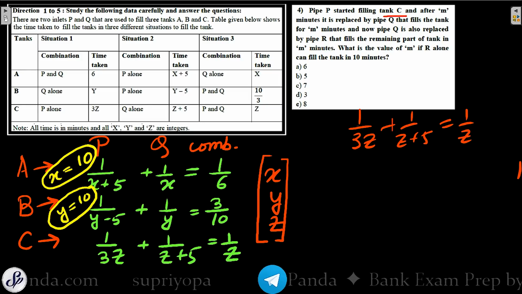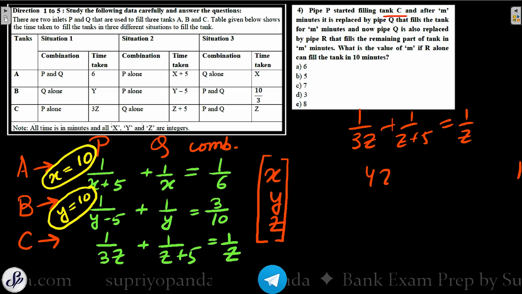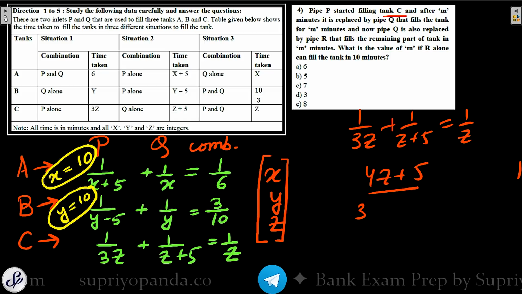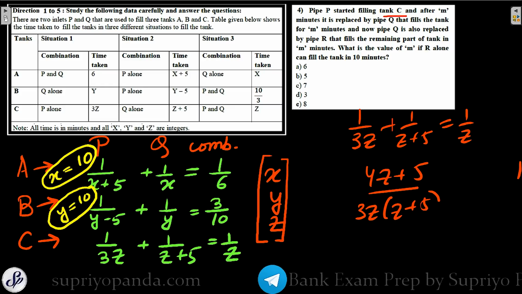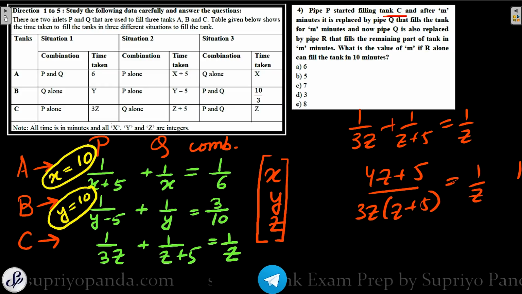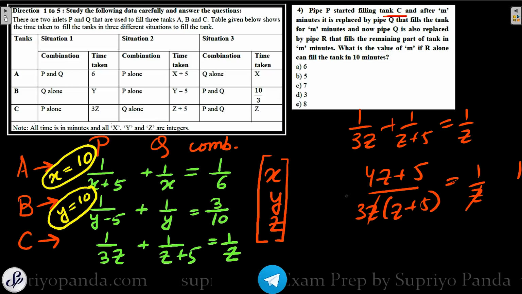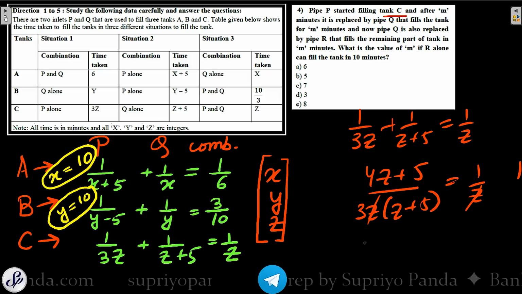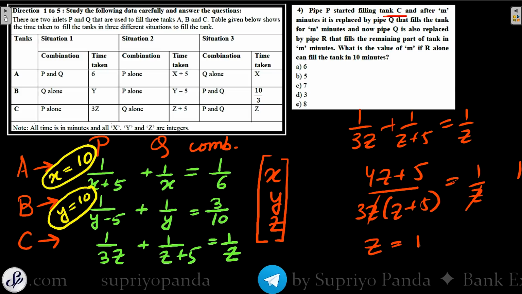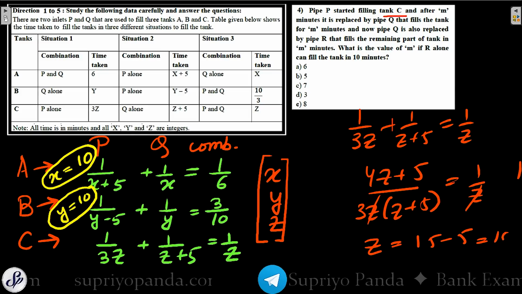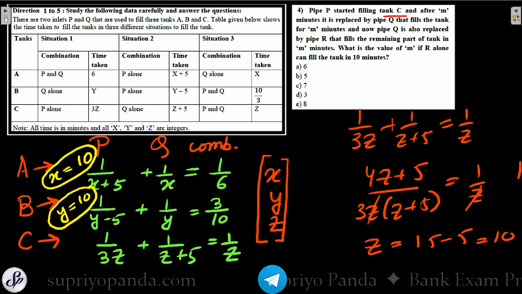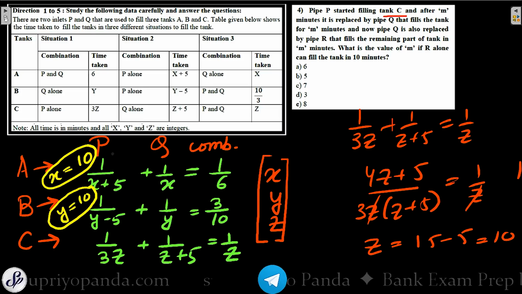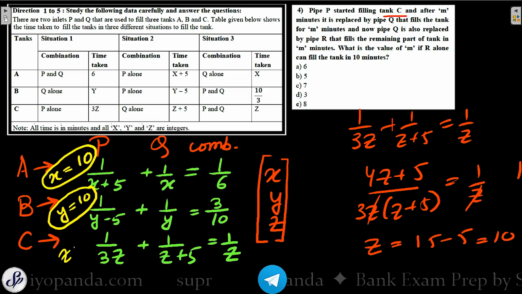So this is actually Z plus 5 plus 3Z. So that is 4Z plus 5, and we have 3Z over here, Z plus 5 over here, and this is 1 by Z. So if we just cancel out the Z over here, then it becomes 3Z plus 15 equal to 4Z plus 5. So that becomes Z equal to 15 minus 5. So that gives you 10. So finally we get that Z also is actually 10. So all these values, they are equal, they are 10.